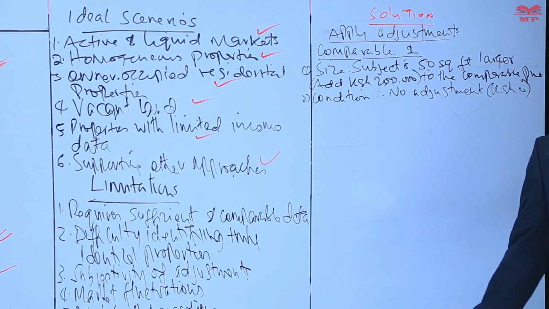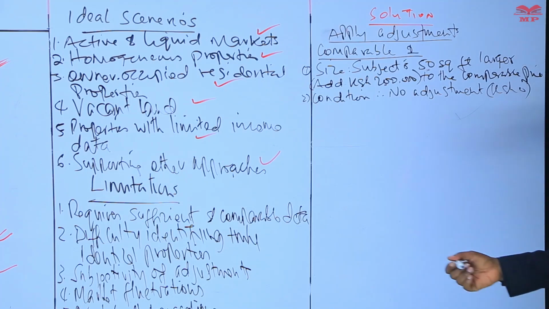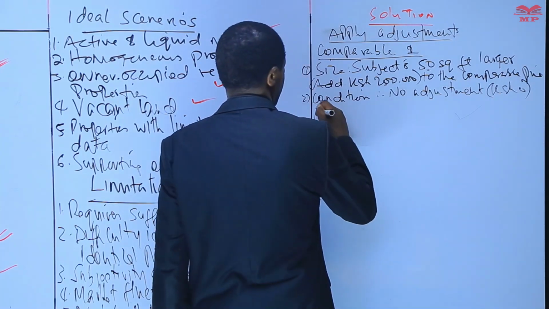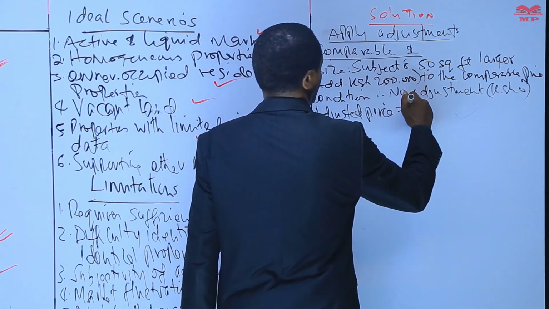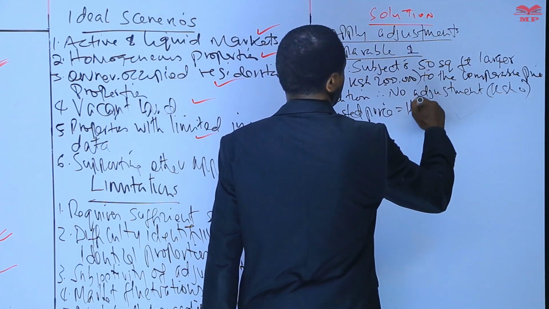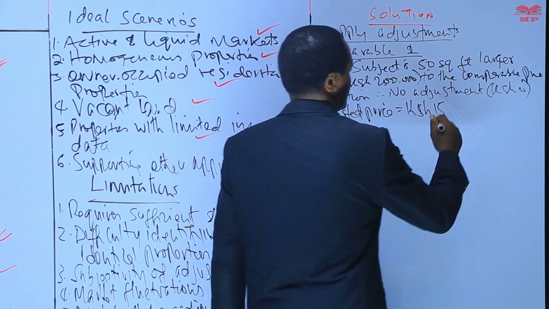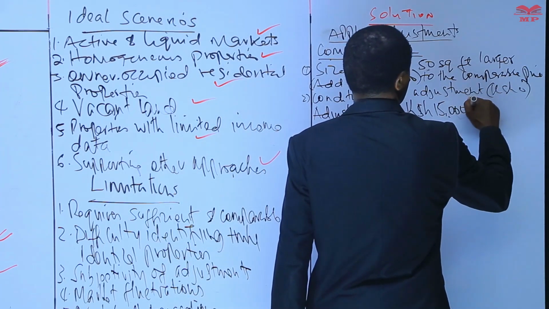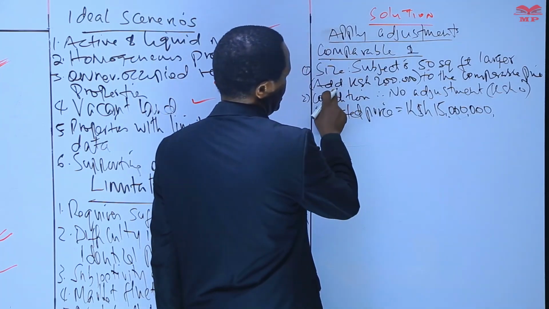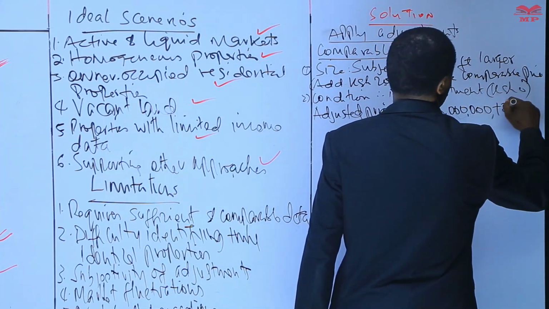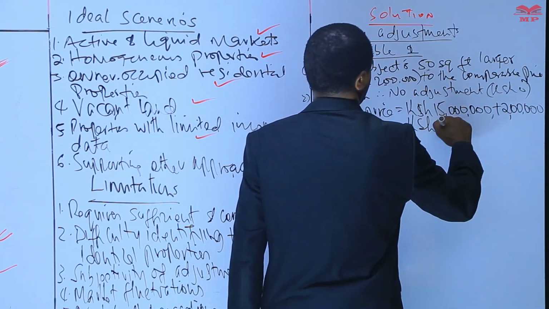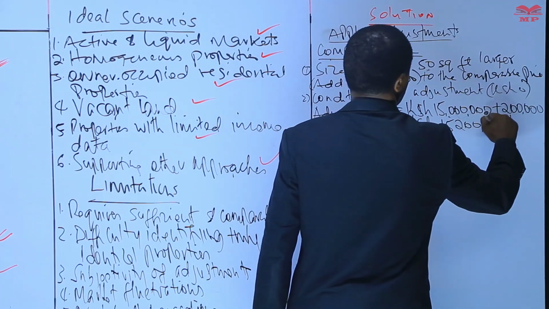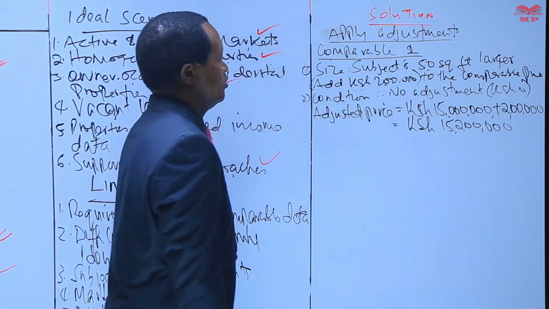All right? No adjustment is required in relation to the time. So therefore, the adjusted price for comparable 1 will be equal to the 15 million plus what we added here, 200,000, which is equal to 15.2 million. That is the adjusted price of comparable 1.